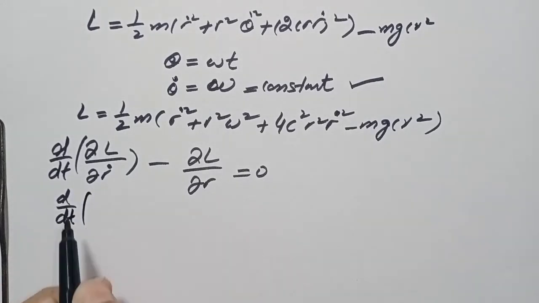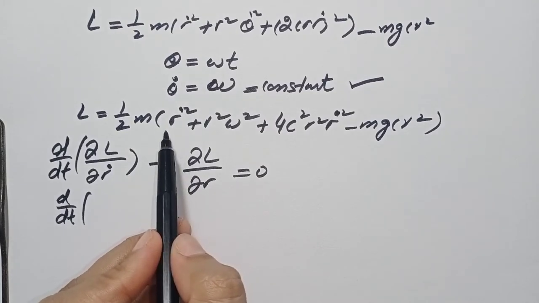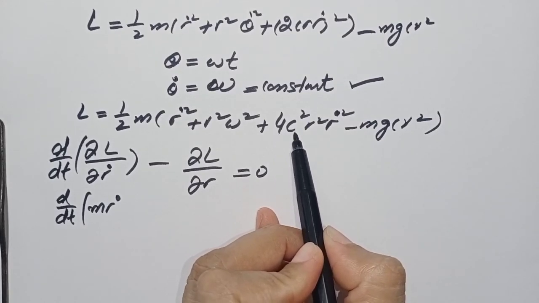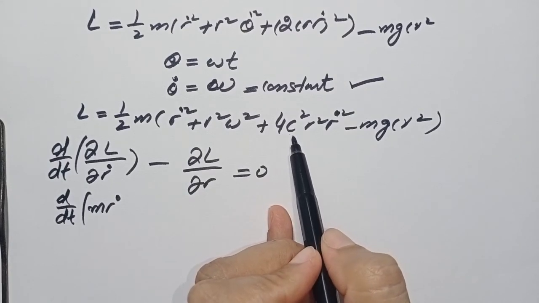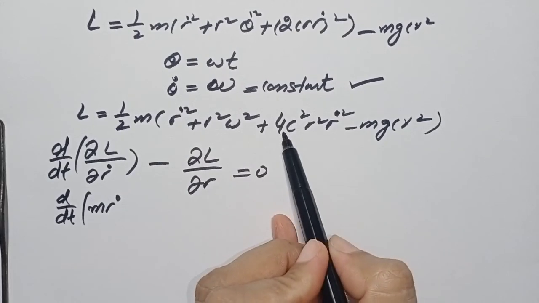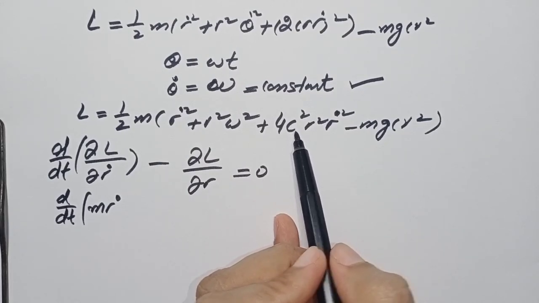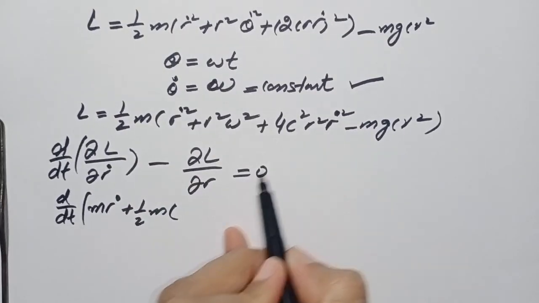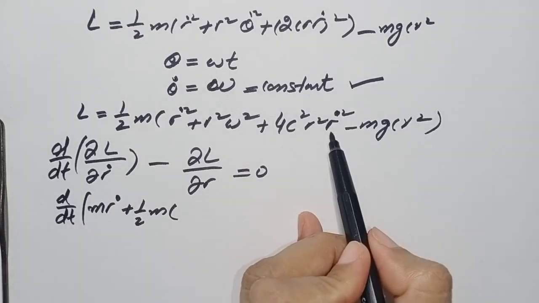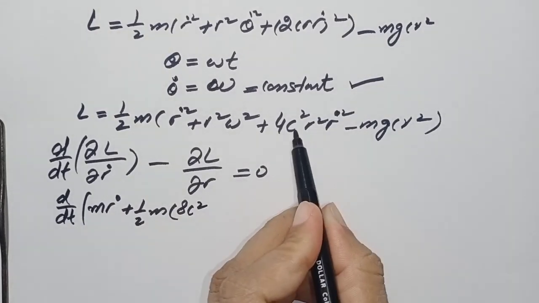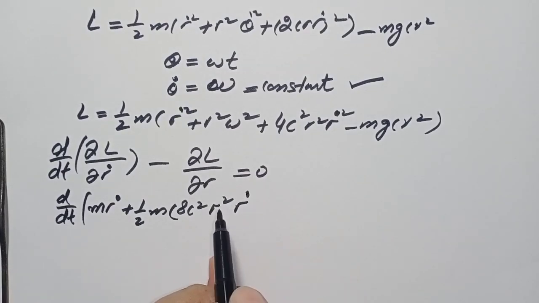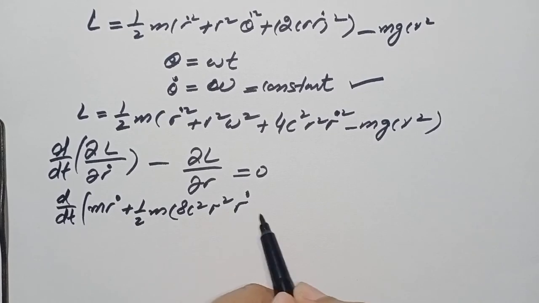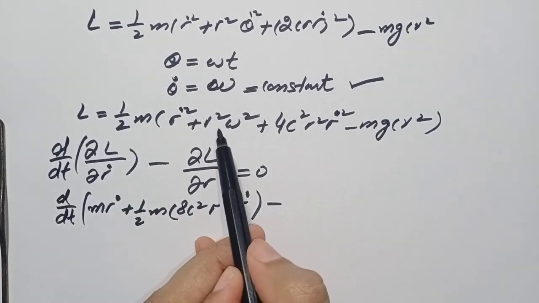So d by dt of partial L over partial r dot will be m r dot plus 2 m c square from this term, plus half m with this factor. The derivative of this factor with respect to r dot will be 8 c square r dot, minus partial L over partial r.